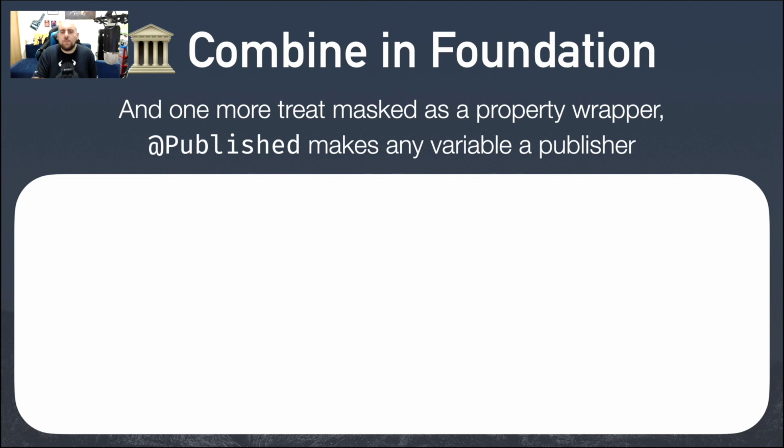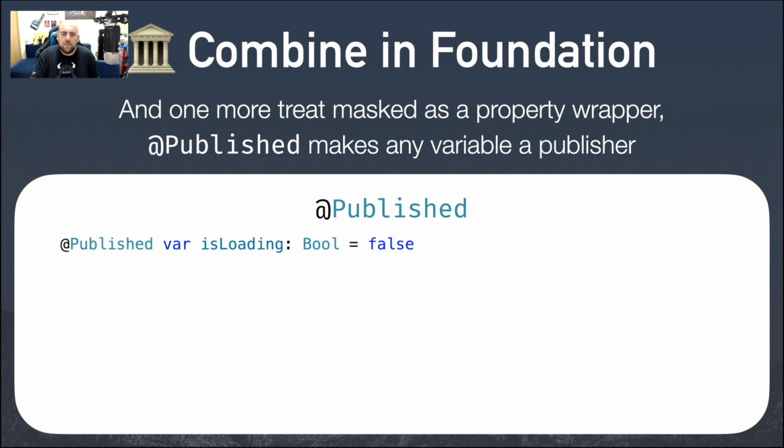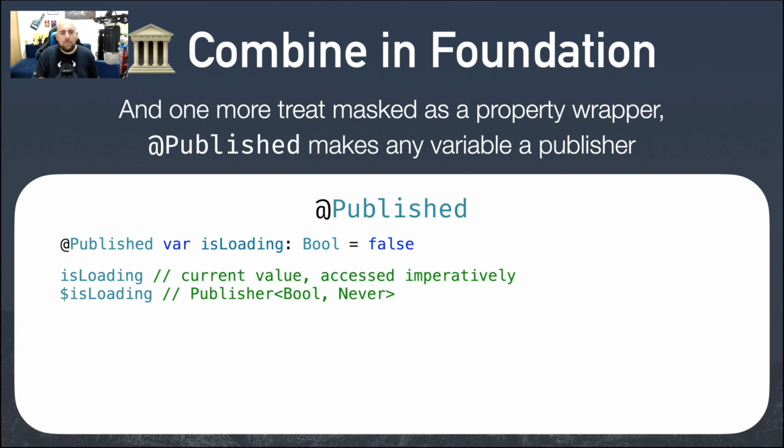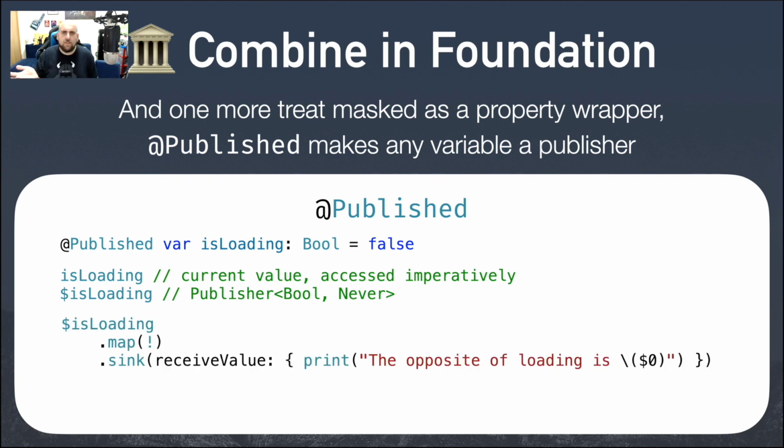There's one more tree that is masked as a property wrapper, which is probably the one you know the most because it's very popular at this point with SwiftUI, and that's called @Published. So @Published basically wraps a current value subject. It takes an initial value and you can access it just like a regular value, just access isLoading. But if you prepend the $, you get a publisher of that type and you can subscribe to it just like you would any other publisher.